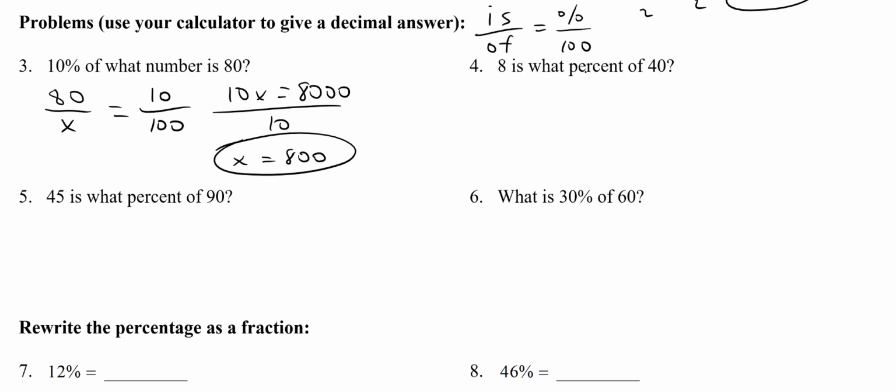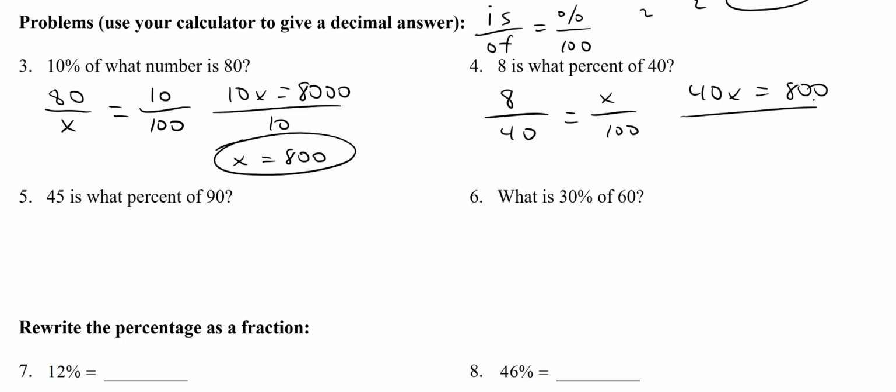Okay, number 4, 8 is, so that's your 8. What percent? Well, that's what you're looking for, so that's your x over 100 of 40. So the 40 goes here. So it's 40x equals 800, and then we divide by 40. x is equal to 20.